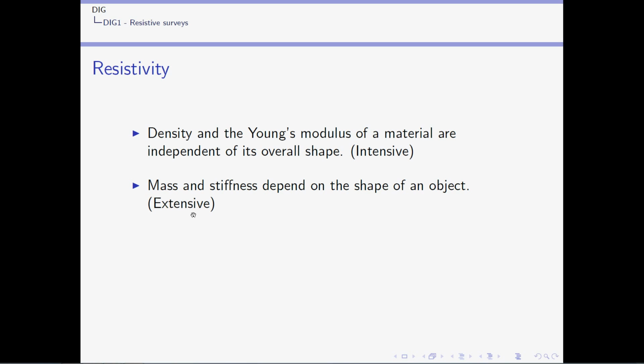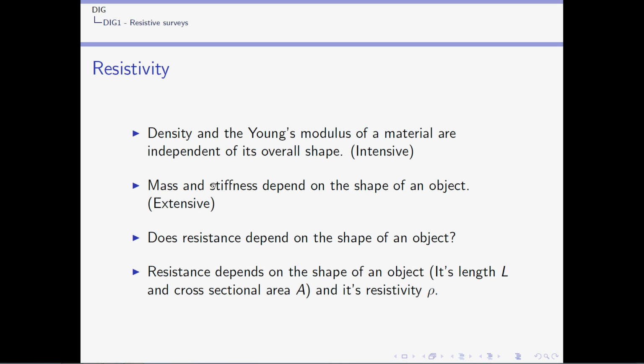So we can draw analogies here. So mass would be the extensive equivalent of density. So the intensive property of density, when we start to factor in the size and shape of the material, we're now looking at the mass of a sample. And similarly, Young's modulus, we factor in the size and shape, and suddenly we're talking about stiffness. Now resistance does depend on the size and shape of material.